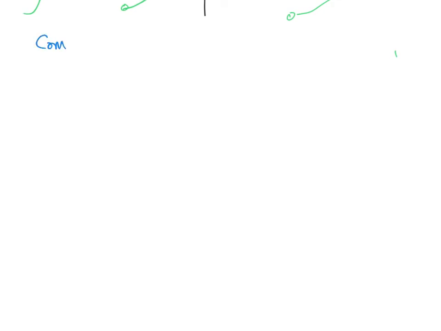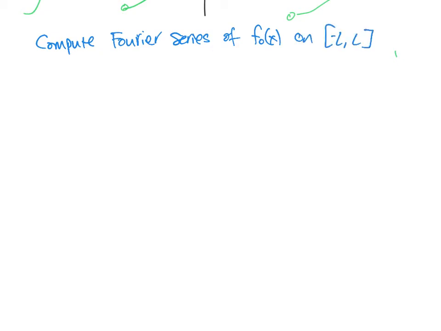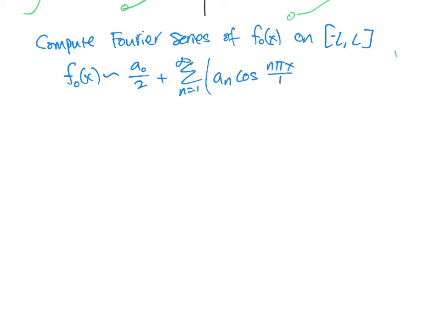So now we'll compute the Fourier series of f_o of x on negative L to L. So f_o of x is associated with a0 over 2 plus the sum from n equals 1 to infinity of an cosine n pi x over L plus bn sine n pi x over L.